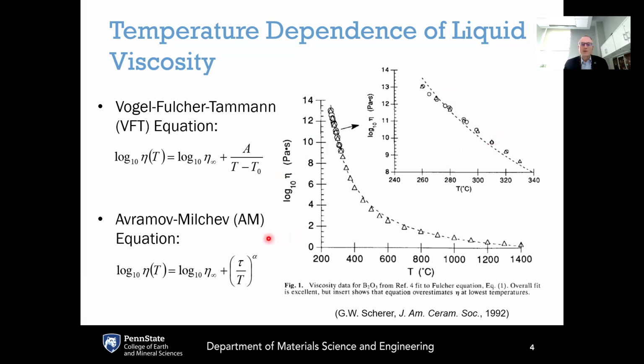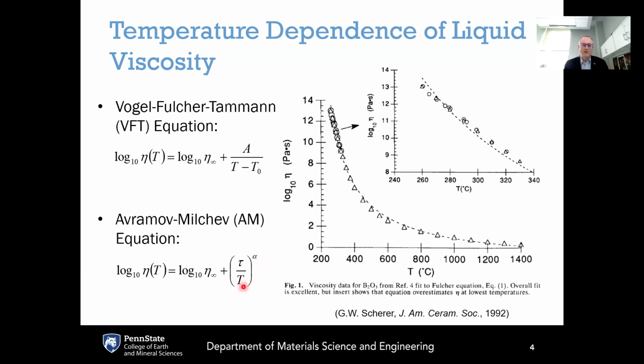Several models have been proposed to try to correct that error. One of the more successful ones is this Avramov-Milchev equation, or AM equation, where the logarithm of viscosity is equal to some constant, plus a constant tau over temperature raised to some power alpha. So the number of parameters here is the same, 1, 2, 3 free parameters, the same as the VFT equation. It is able to capture the non-Arrhenius scaling of viscosity by having any value of alpha that is not equal to 1. And it provides an improved fit of the actual measured viscosity data.